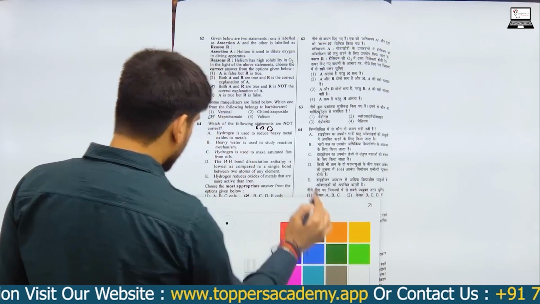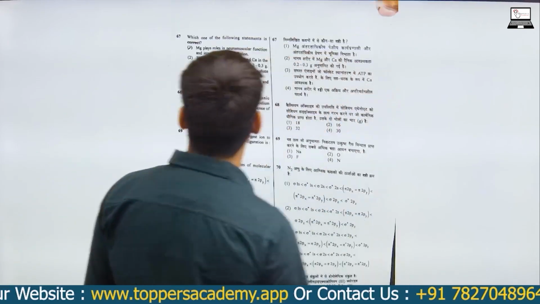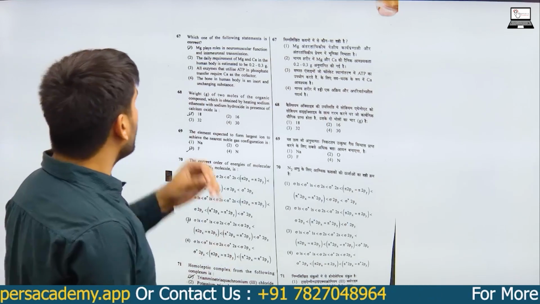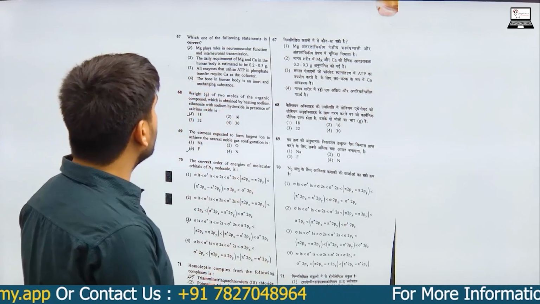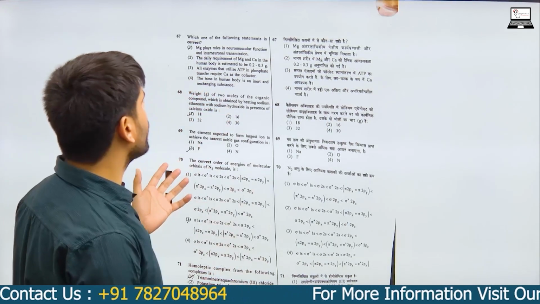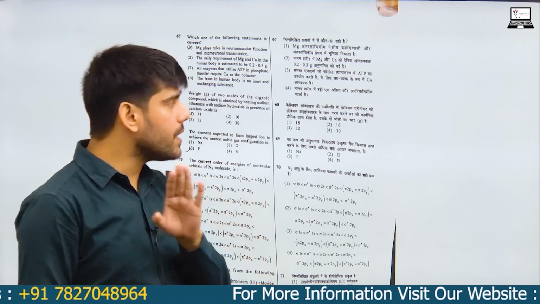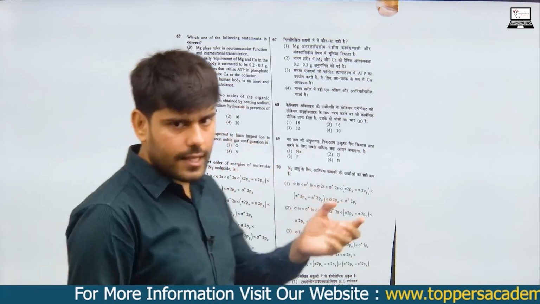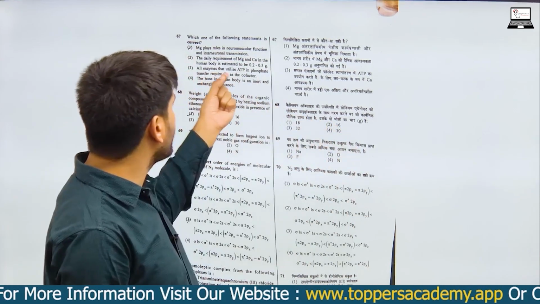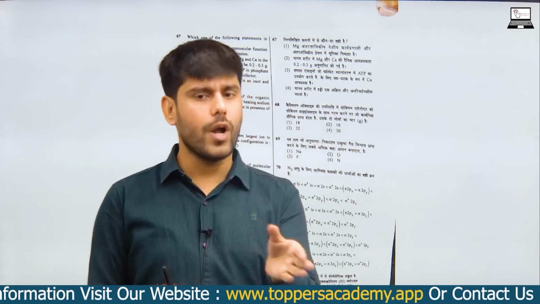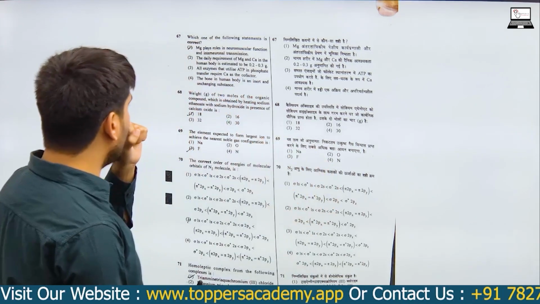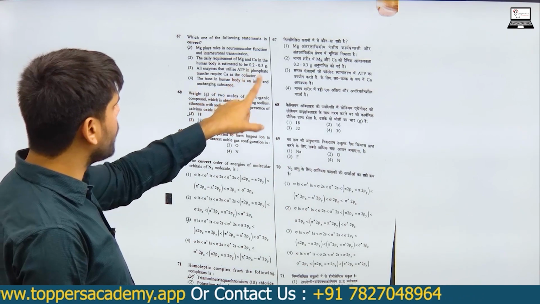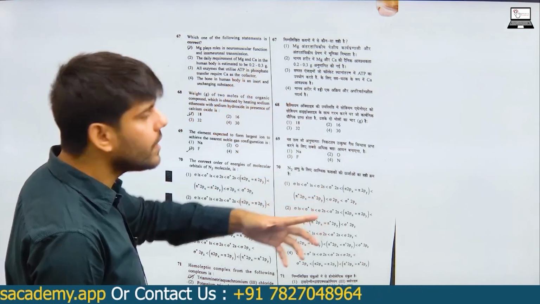Let us discuss the next question. Which one of the following statements is correct? Magnesium plays roles in neuromuscular function and interneuronal transmission. No, magnesium doesn't play the role there. The daily requirement, it's the line from the NCERT only. The daily requirement of magnesium and calcium is 200 to 300 milligram. So it is written to be 0.2 to 0.3 gram.